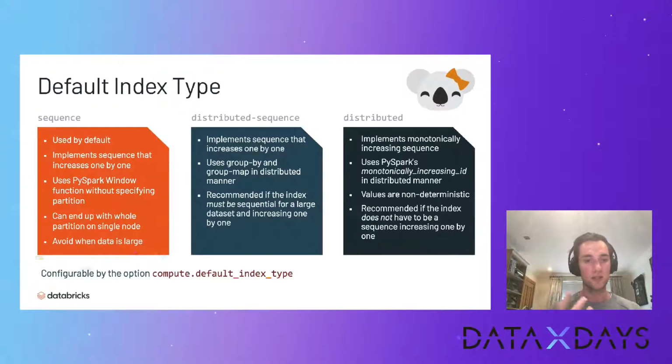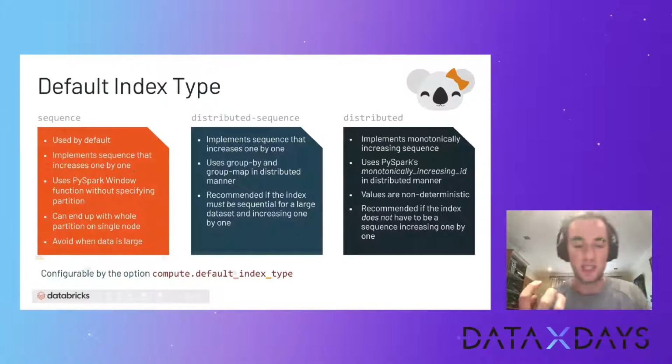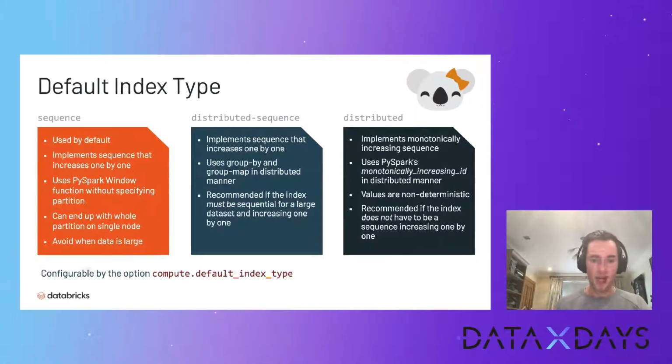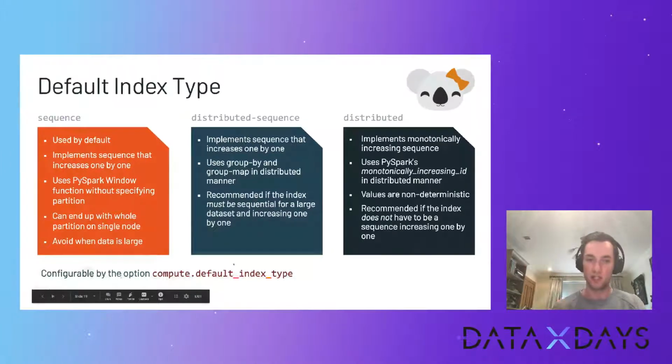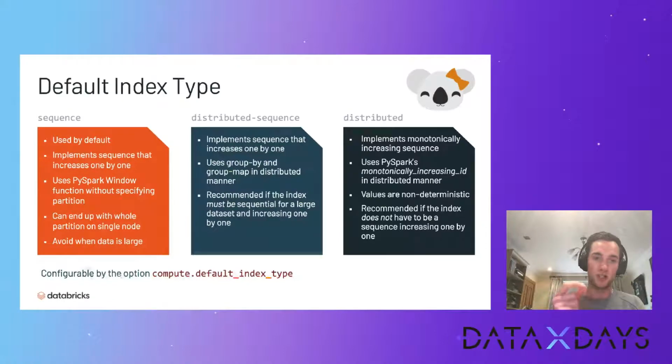So as such, unless your data is quite small, it's advised to avoid the use of a sequence where your data set is large. If your data set is large, what we want to do is distribute the index. So there are 2 flavors here. One is distributed sequence and the other is simply distributed. Where these differ is essentially whether you want to have a strictly monotonic, well, both are monotonically increasing, but with distributed sequence, what we get is an index which strictly increases 1 by 1.